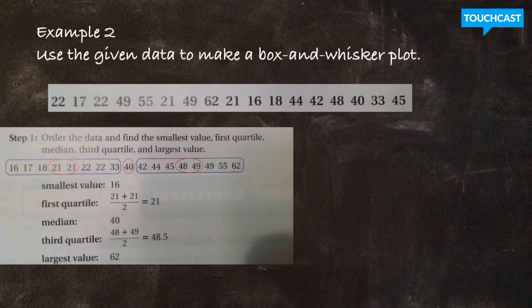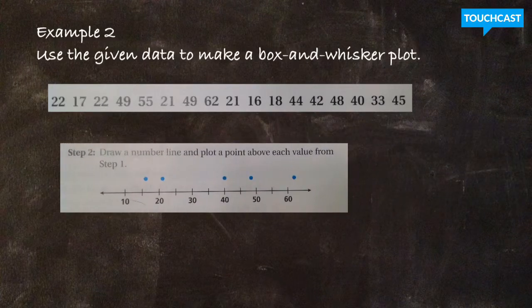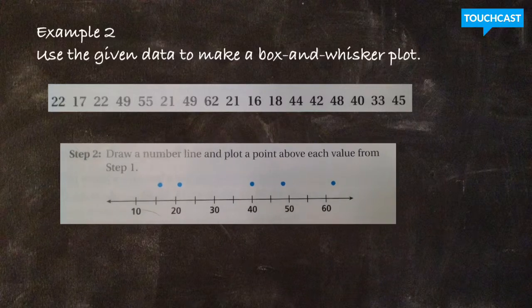Step 2 is to draw a number line and plot the points that we found from step 1. So we drew our number line, and you can draw it however you want, but my example starts at 10, goes up to 60, and each little mark goes by 5s. So we need to estimate where the 16 is, and that's about where our smallest dot is. That is our smallest number. Then we estimate where 62 is, which is where our largest number is.